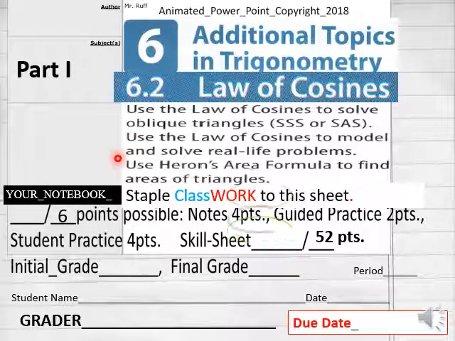Today's lesson has 6 points of notebook taking, so have your notebook out or have a notebook guide for that. And then 52 points on your classwork sheet, students. You should have your classwork sheet in front of you. If you need classwork sheets, email me for those.